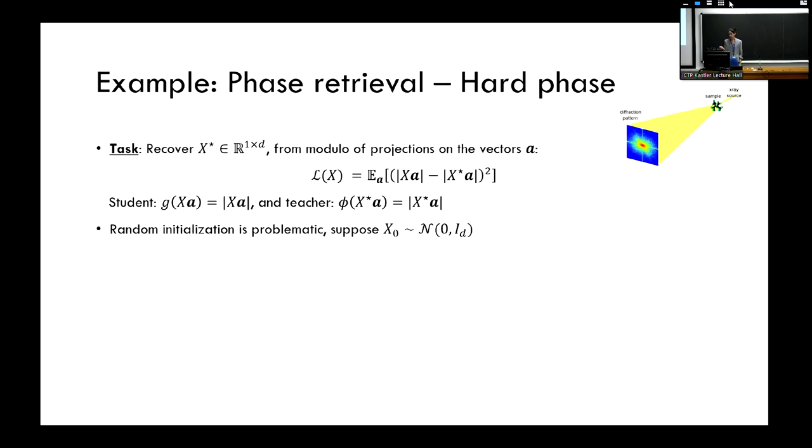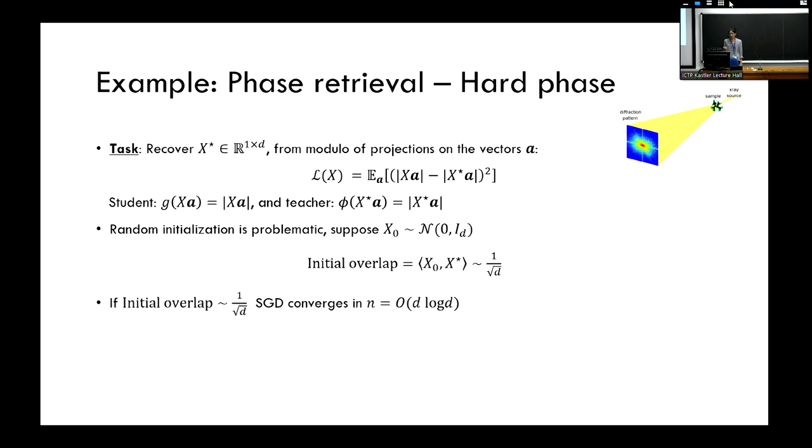And what is the issue with this type of problem in the non-convex plane? That was also mentioned yesterday: it is the initialization. The main issue is that if you start from a random initialization, then my overlap with the truth will be 1 over square root of the dimension. So that's very tiny in high dimension, right? Then you can show that if you start with this type of overlap, it will take you d log d iterations. This is essentially the sample complexity of this problem. This was already proven, and you can also see it from a very simple argument.